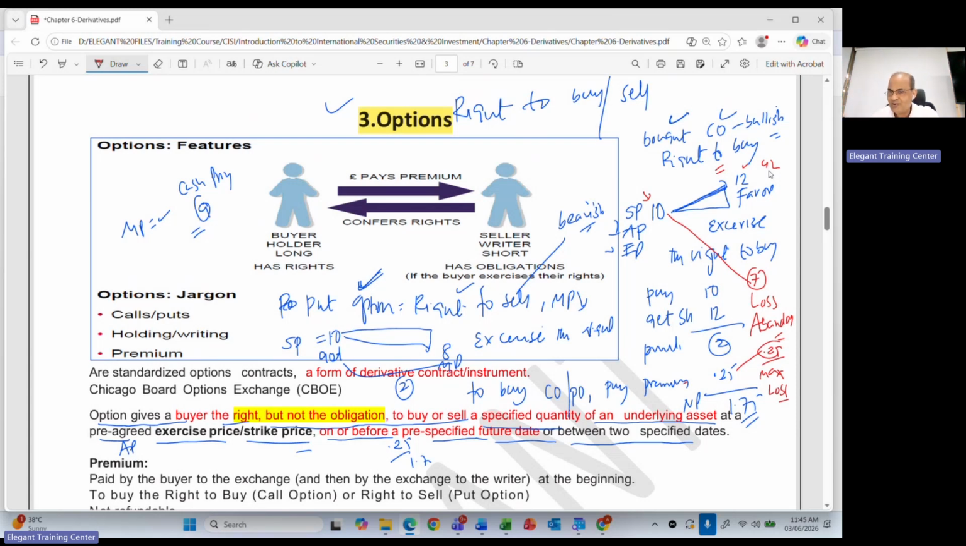Even though the price went to 7 and the agreed price is 10, so that is a 3 dirhams loss, but you are not obliged. You can say, I don't want to sell, right? You can say, I don't want to buy. So you lose only the premium paid. And remember, premium is paid by the buyer to the seller. Whether you are having a call option or put option, you are the holder, and the holder pays the premium to the seller, and the seller is called the writer.